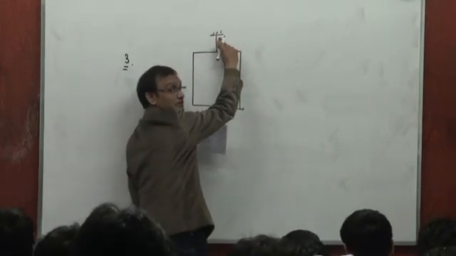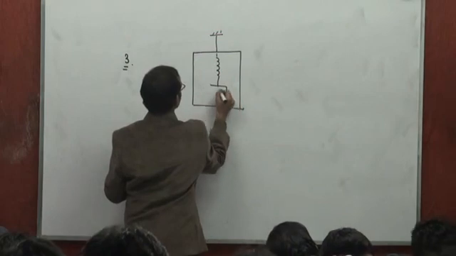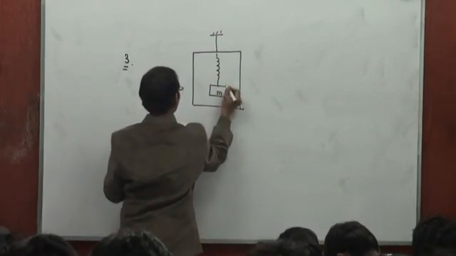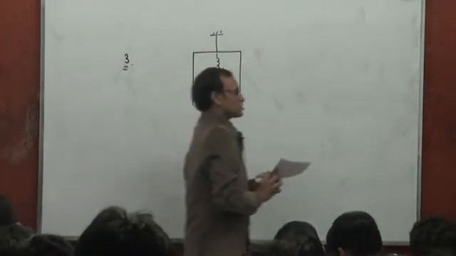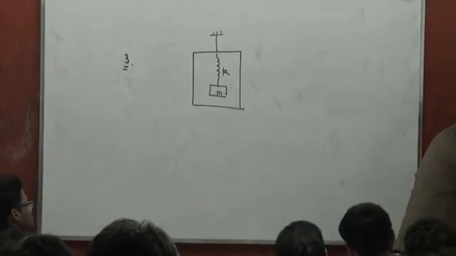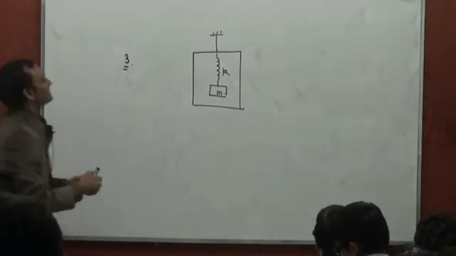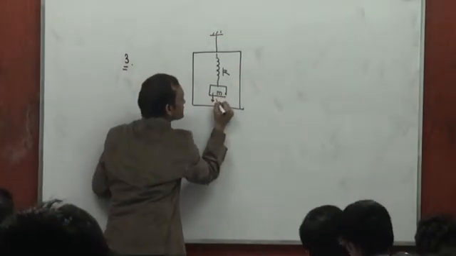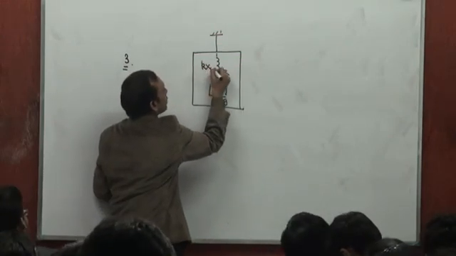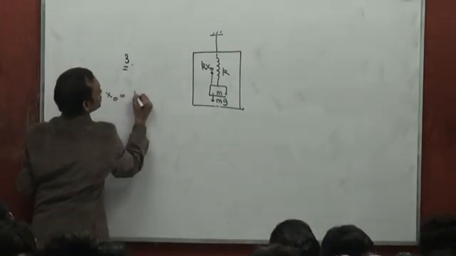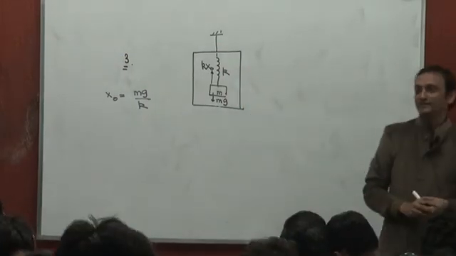This is the cable of the elevator, not part of the spring. And then, during happy days of the elevator, the cable was intact, mg acting downwards, and the spring elongated by an amount x naught to counter mg. So x naught, the elongation in the spring, must have been mg by k. This is all fine, right?